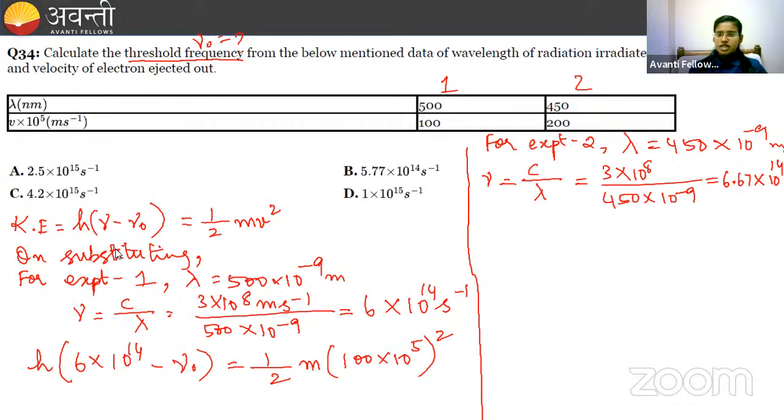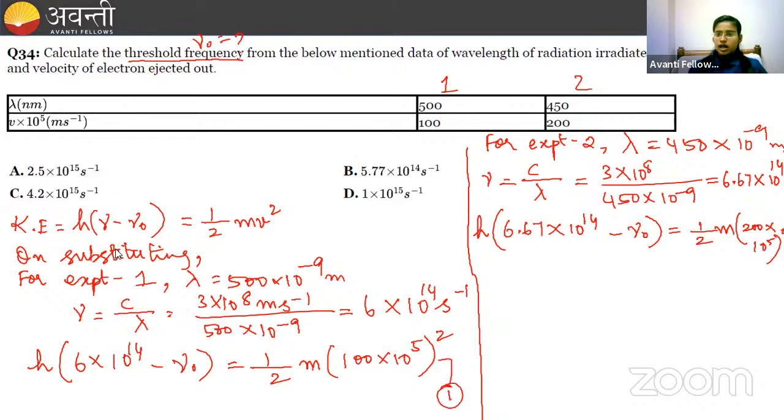Okay. Now if we substitute this new value in the kinetic energy formula, we will get h into 6.67 into 10 to the power 14 minus nu naught, which is equal to half m into v. So the velocity is 200 into 10 to the power 5, the whole square. Okay. Now this is taken as equation 1 and this is taken as equation 2. Now what we have to do, we have to divide equation 2 and 1.